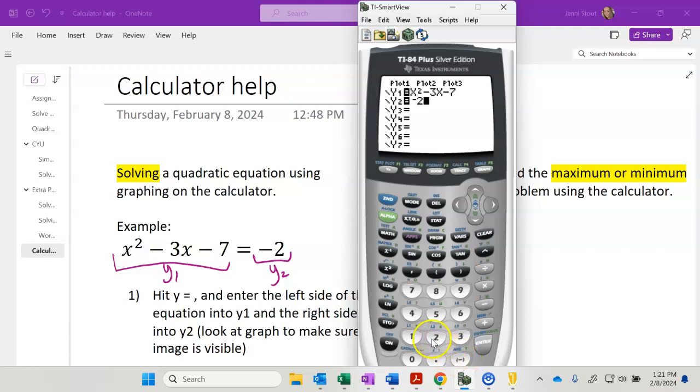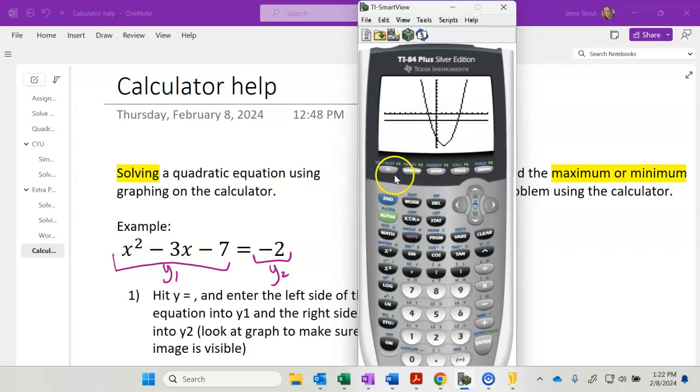So negative 2. Then we're going to look at our graph to make sure that we can see the parabola and we can see the horizontal line. If you can't see both of those things, you're going to click on the window button and change your minimums and maximums until you have a good picture of the graph. So what we want to find is the x value at each point of intersection. We have a point of intersection on the left and another point over here on the right.